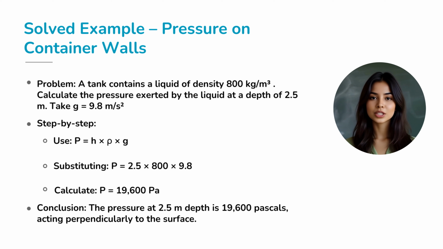Now calculate: 2.5 times 800 equals 2000, and 2000 times 9.8 equals 19,600. So the pressure is 19,600 pascals acting perpendicularly to the container surface. This is how we design storage tanks so they don't burst under pressure at the bottom.